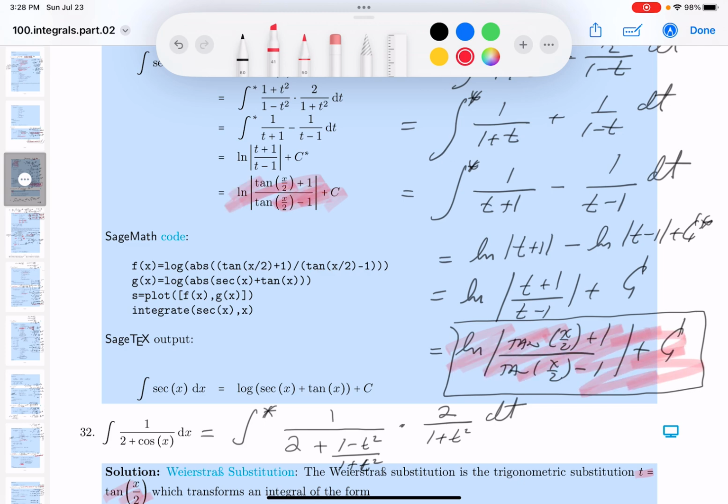And this works out pretty nicely. All right? Again, you can manipulate these to make sure they're equivalent, and they are. All right? Thank you.